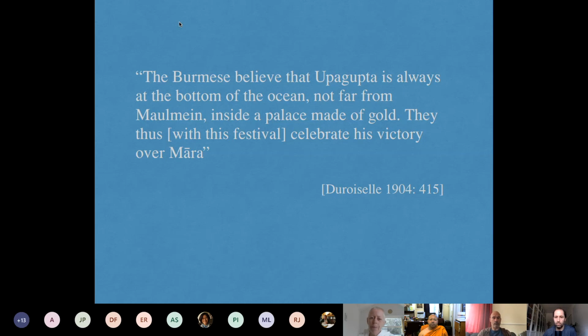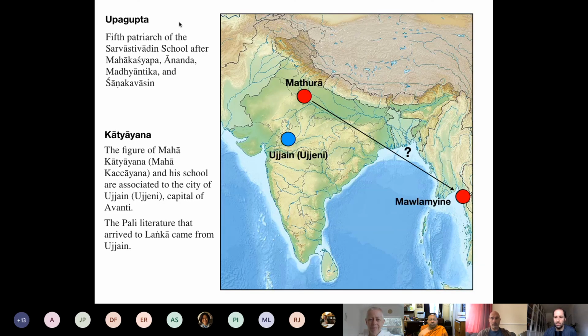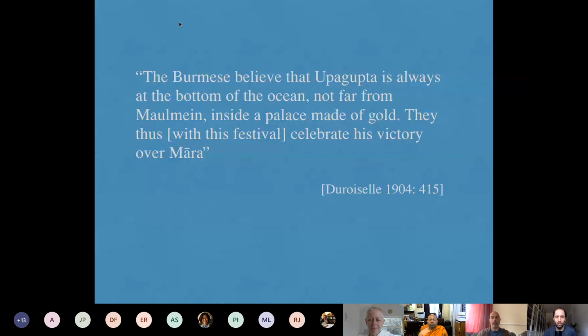He was working in Burma in the 19th and early 20th century. And in one article about Upagupta and Mara, he says that the Burmese believe that Upagupta is always at the bottom of the ocean, not far from Molemian, inside the palace made of gold. Thus the Burmese, with the festival that he has just described, celebrate his victory over Mara.